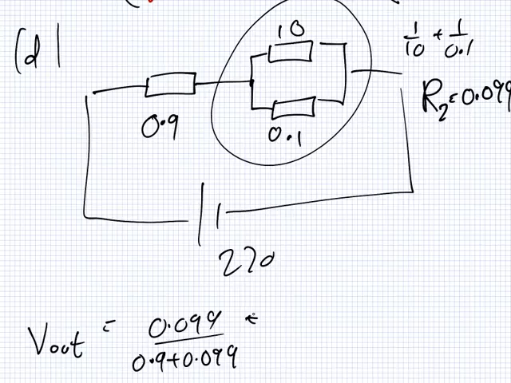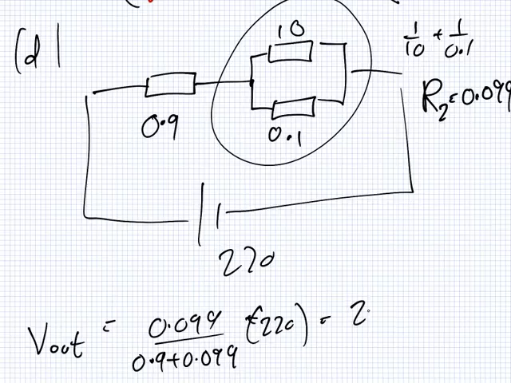Which will be 0.0991. No, sorry, I forgot to multiply by 220. So that's 21.8 volts. Okay, what's the next part?